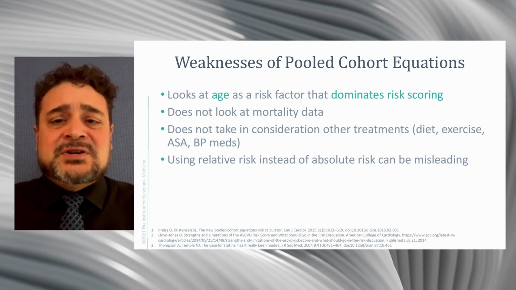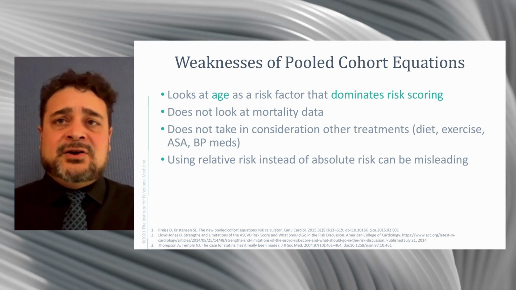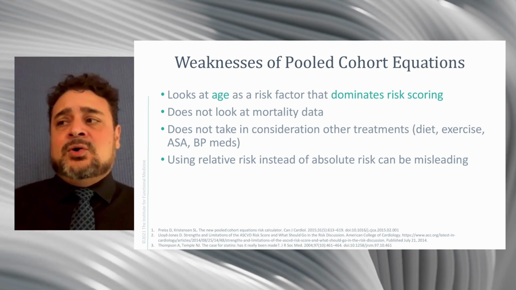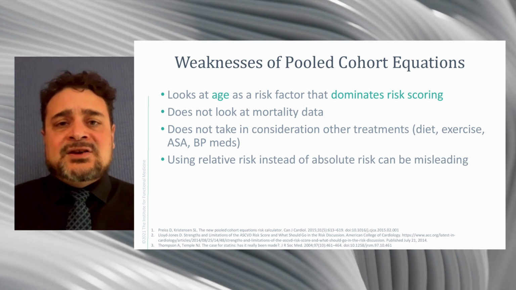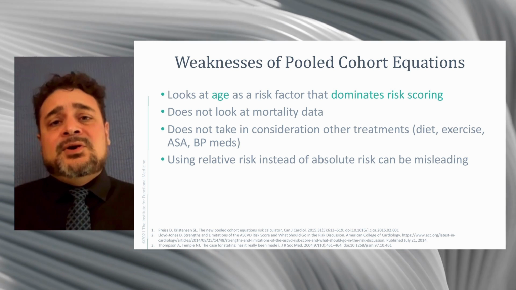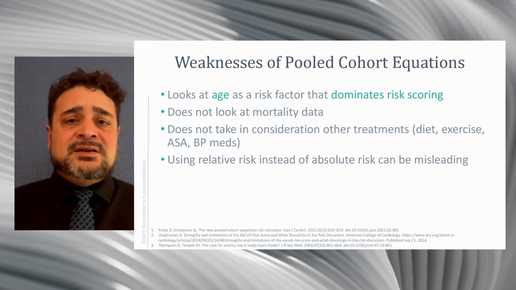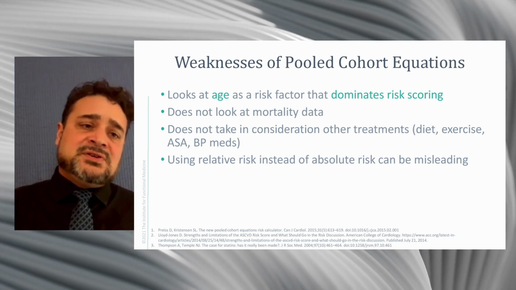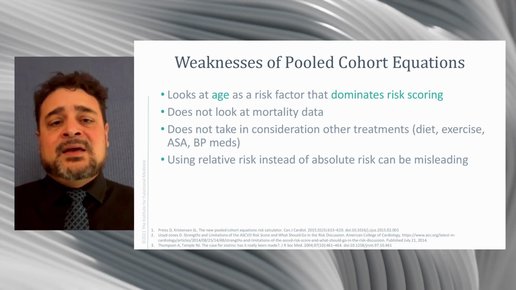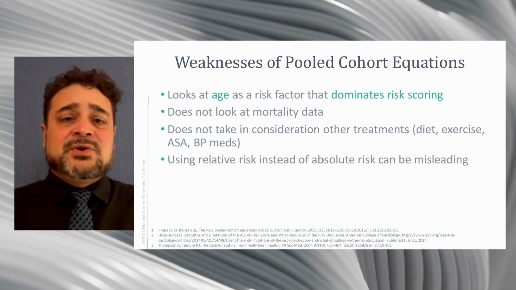It looks at age as a risk factor that dominates the scoring. So the older you get, the higher your risk. Now, people age differently. You could have somebody that is aging while they are exercising and staying healthy. And then you can have people that are aging that are smoking cigarettes and eating potato chips the whole time, and they're not exercising. So age dominates this score. It does not look at mortality data. It just looks at heart attacks and strokes.